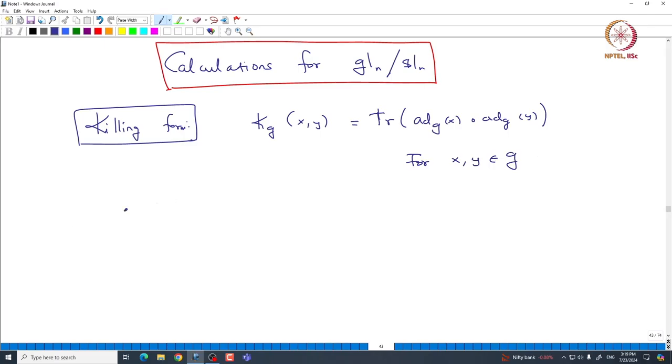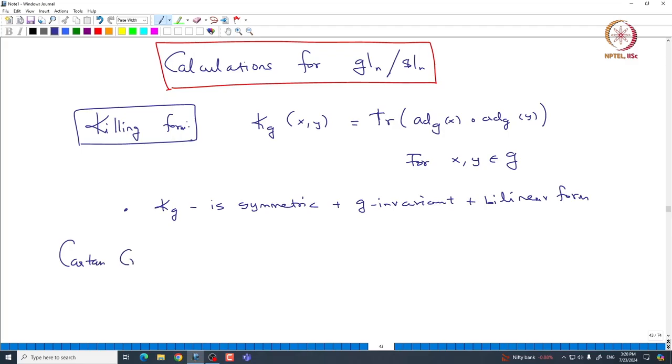So here is the immediate observation. The Killing form kappa_G is a symmetric, G-invariant bilinear form. The Cartan criterion tells you that G is semi-simple if and only if the Killing form is non-degenerate.